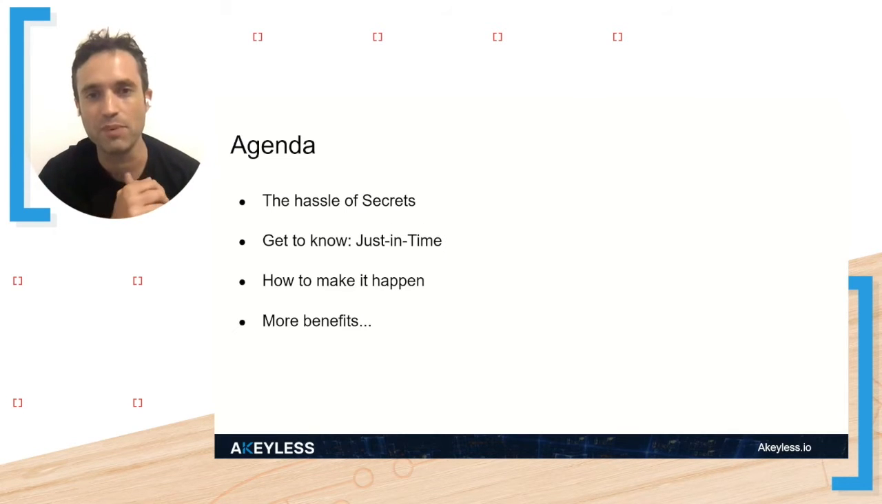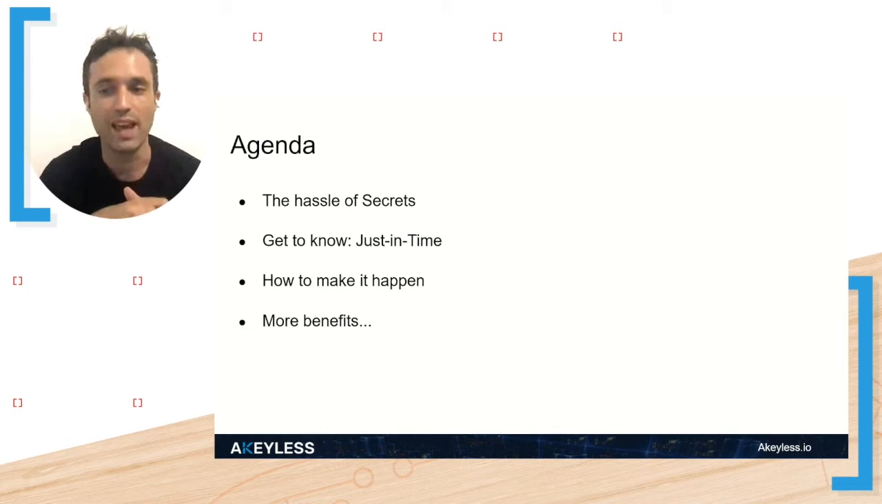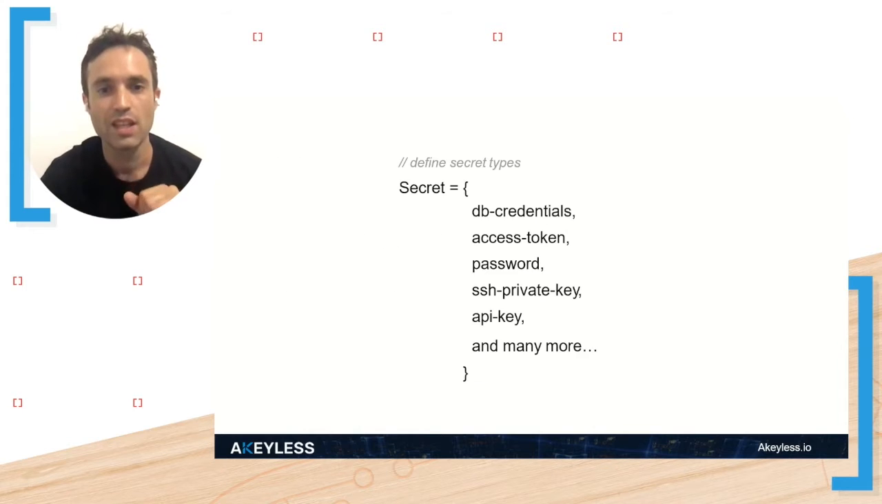So today I'm going to speak with you about the hassle of secrets and how much time I spent on those. And I'm going to talk to you about just-in-time access, basically a good way of managing those kinds of secrets, and how we can save time with that and how to make it happen, obviously. Later we can talk about more benefits.